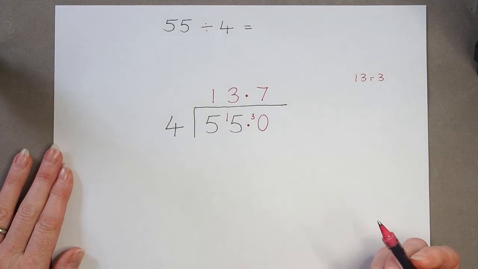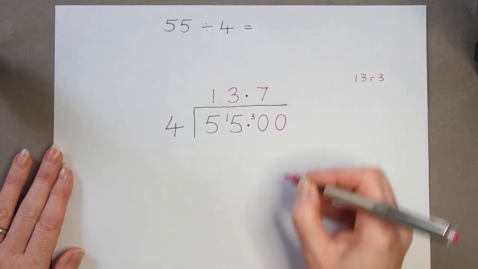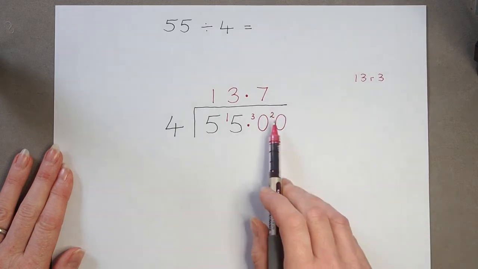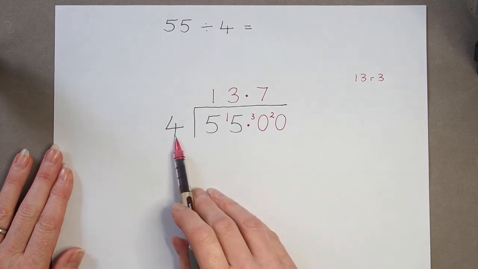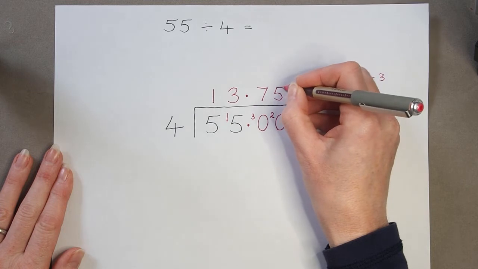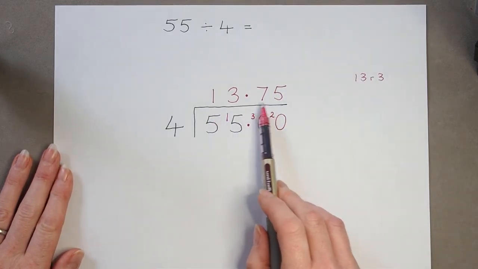So what I need to do is put an extra 0 in so that I can write my remainder. And now I've got 20 divided by 4, which is 5. So my answer is 13.75.